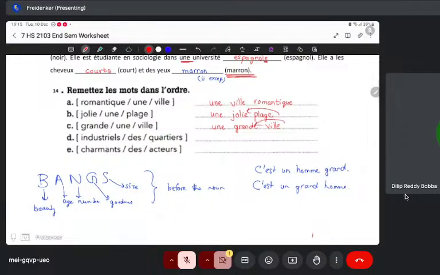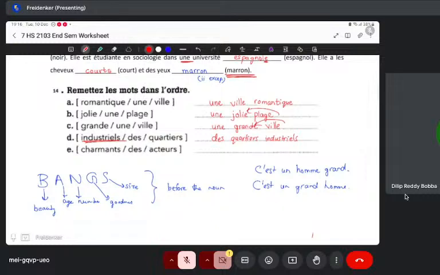It begins with the article, so I'll just write des. I think this is simple. You have industrial quarters. So des quartiers industriels, because it is not a small adjective.